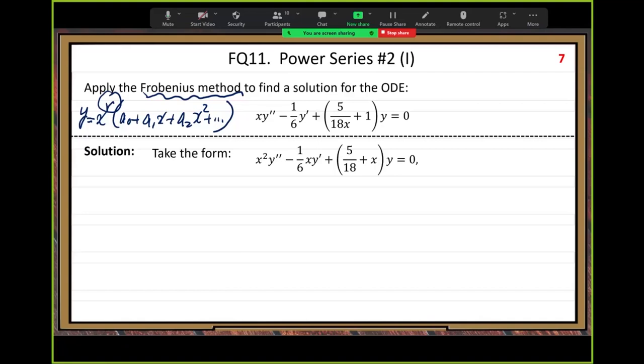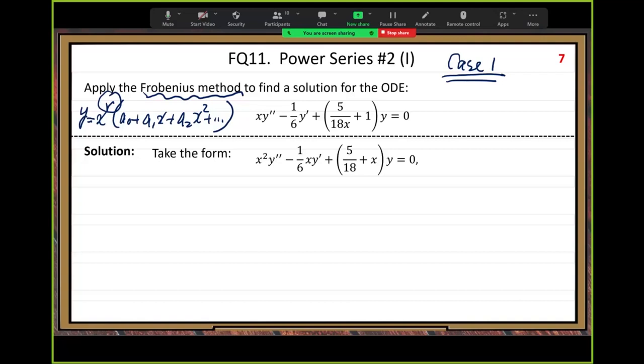There are 3 cases. The Frobenius method has 3 cases, but for us, I only ask you to do case 1. We don't do case 2, case 3. So this is case 1, and you only need to focus on case 1. So for homework, we practice case 1. For the final, we work on case 1. We forget case 2, case 3. Don't worry, it saves time.